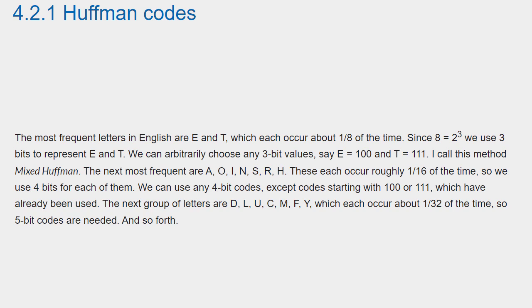The next most frequent are A, O, I, N, S, R, H. These occur roughly 1/16th of the time, so we use 4 bits for each of them. We can use any 4-bit codes except codes starting with 100 or 111, which have already been used. The next group of letters are D, L, U, C, M, F, Y, which each occur about 1/32nd of the time, so 5-bit codes are needed, and so forth.